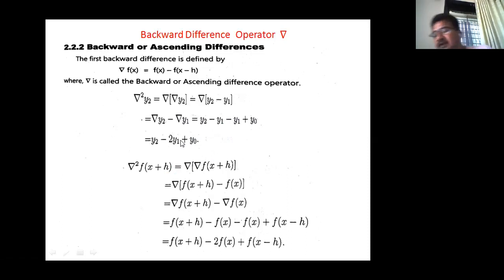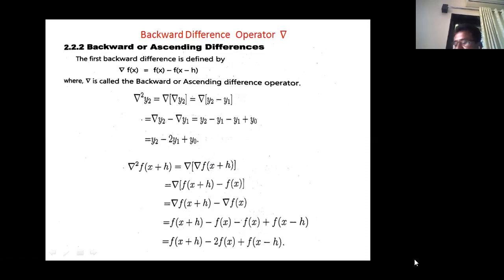So similarly, we can find del square f of x plus h. What is del square f of x plus h? It is del of del f of x plus h. And what is del f of x plus h? It is f of x plus h minus fx. The value at the point minus the value at the previous point. So what is the previous point of x plus h?